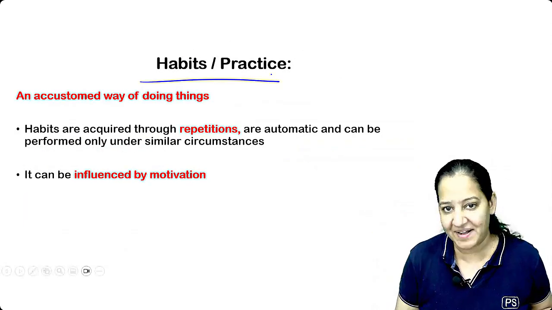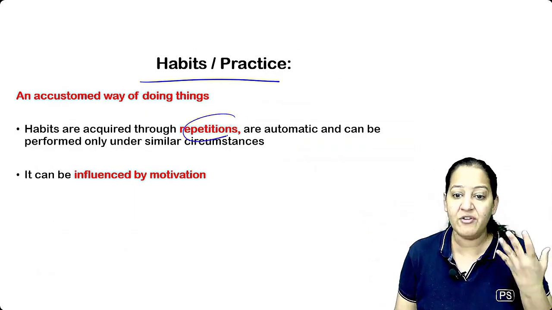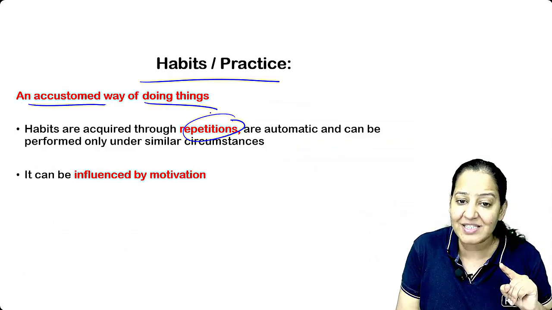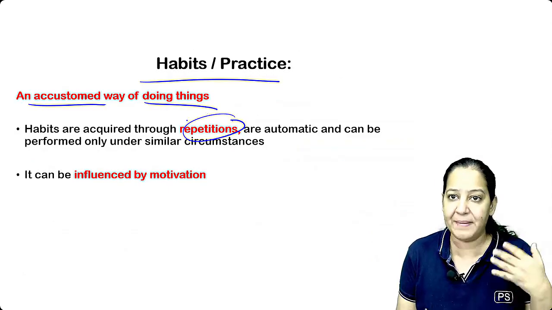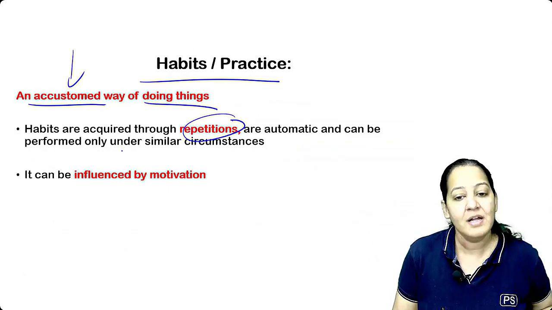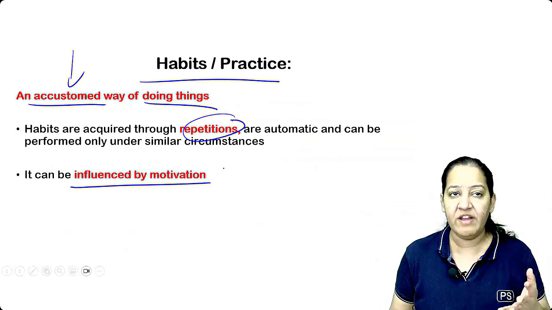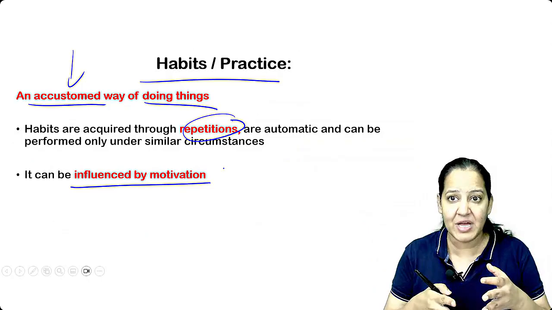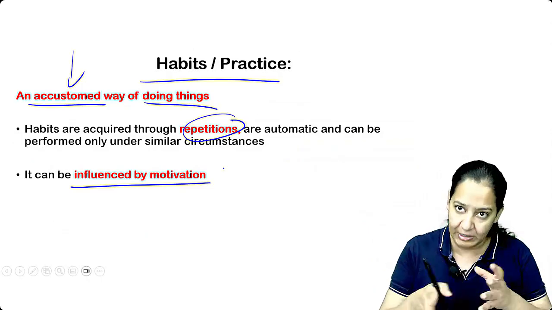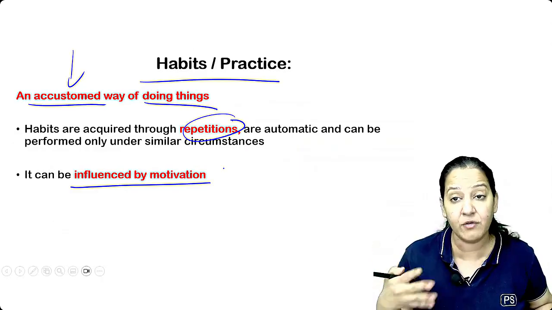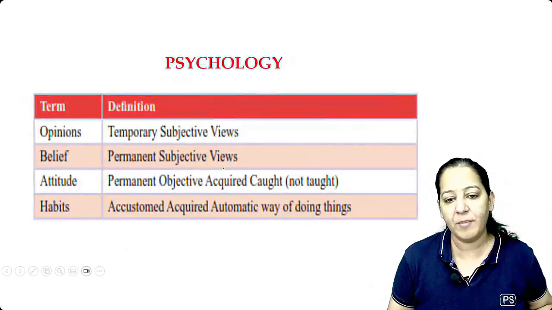Habit or practice is one and the same thing. Something we are doing in repetition, that comes in our habit. Habit is an accustomed way of doing a thing. If you do anything repeatedly, you will get accustomed to that. You will say it is a habit, and that can be influenced by motivation. If I motivate you that before eating you should wash your hands, it's a good habit. So if I constantly say this and you constantly do that, one day without my saying, you will definitely do that. You will become accustomed to that. That is the habit.